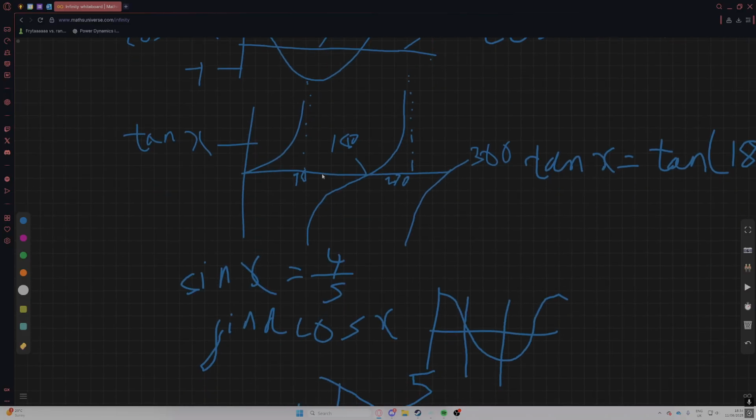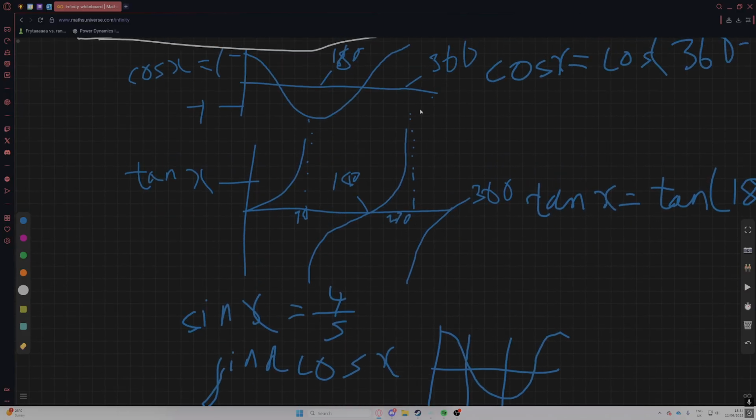And tan is a different one, where it asymptotes at 90 and 270 degrees, or every 180 degrees after 90 degrees. It asymptotes because it infinitely goes up in this direction until it reappears at the bottom here. And tan repeats every 180 degrees instead of 360.